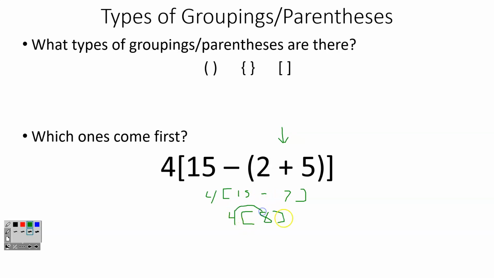And that's just like saying 4 times 8, which is 32. So with multiple parentheses or brackets, you want to start from the inside and work your way out.